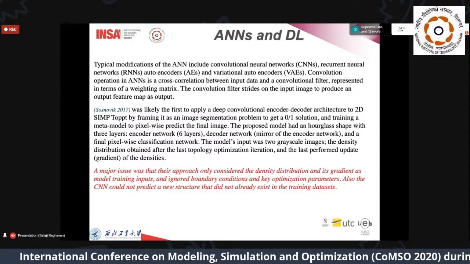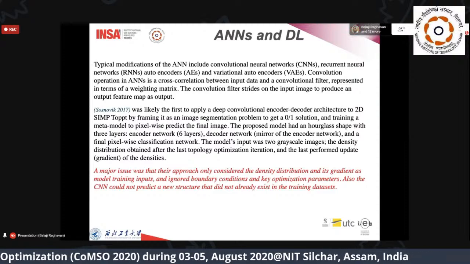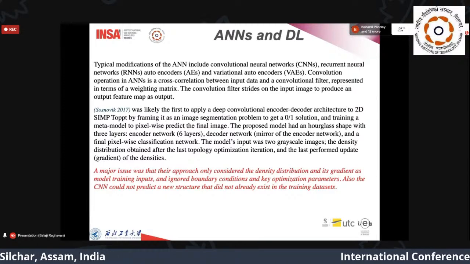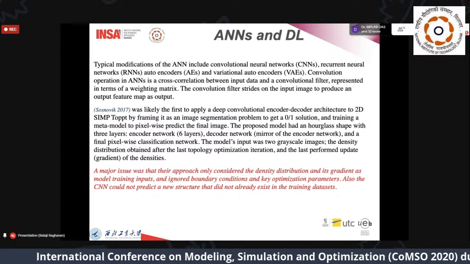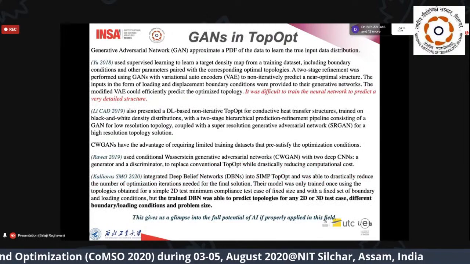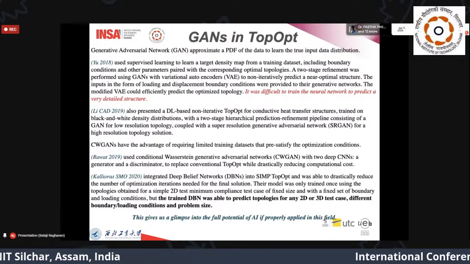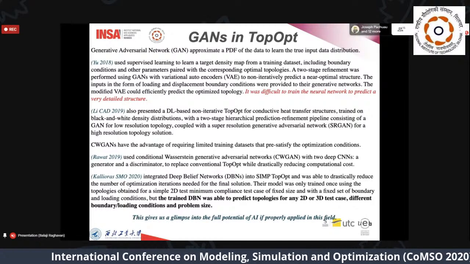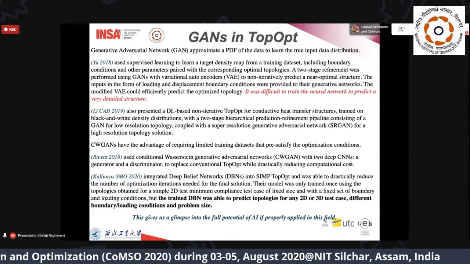Artificial neural networks, I would say the work of Sosnovic in 2017 is the most important. And interestingly, it's only a preprint. It hasn't been published. Sosnovic's 2017 work, where he used the so-called deep convolutional encoder-decoder architecture, is the most pioneering work related to ANNs. And post that, the work of Kalioras, who used what we call a generative adversarial network, published in SMO, the so-called deep belief networks, where what's interesting is they only trained their model using simple 2D test cases for a fixed set of boundary conditions and loading conditions.